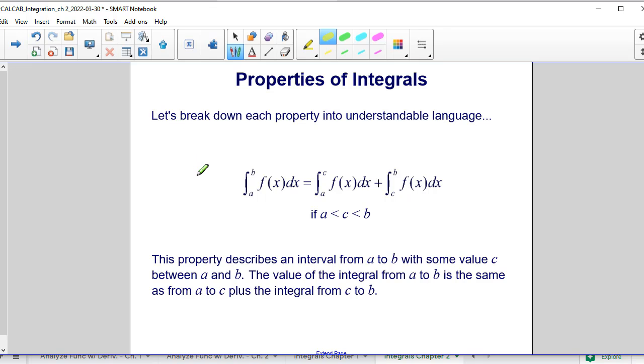The next property we'll look at describes an interval from a to b with some value c in between a and b. The value of the integral from a to b is the same as the integral from a to c plus the integral from c to b. So looking at the pictures up here, we have some number c that's in between a and b. And if we're starting out integrating from a to b, we can take the integral from a to c first, find that value, and then add that to the integral from c to b.